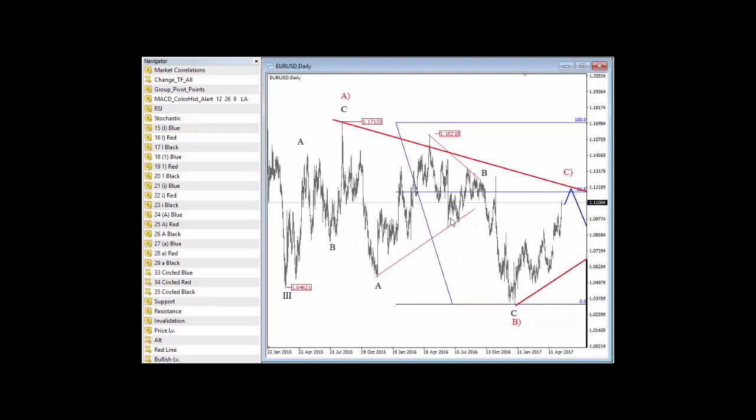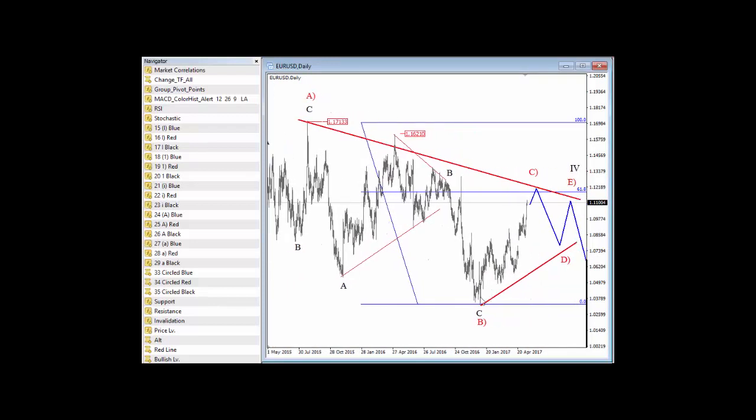Why? Because if we are in a triangle formation, then this leg is subwave C. Triangles are structured by A, B, C, D, E subwaves, and we are still only in the third leg of this structure. Also, there was a lot of noise around these levels. If you look back here, ups and downs, it looks like a pivot point of the price action that was seen in 2016. Also, there's a 61.8% retracement of this wave B decline, and then we also have this trend line.